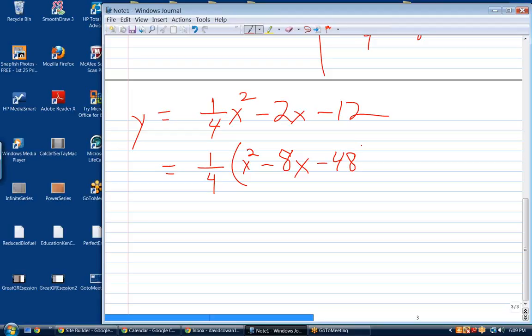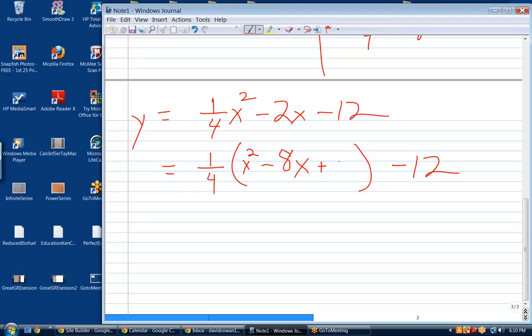Right, so now I haven't changed anything. Excuse me, let me go back a step. I'm only factoring the 1/4 out of the terms that have x in them. This minus 12 stays over there. In other words, this is the same as that. Okay? So now what's the next step?